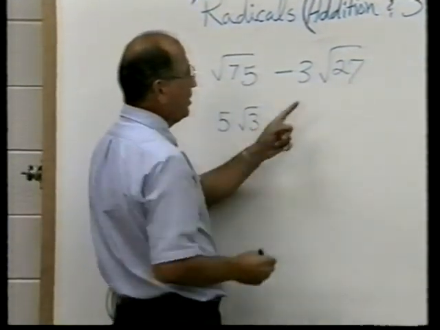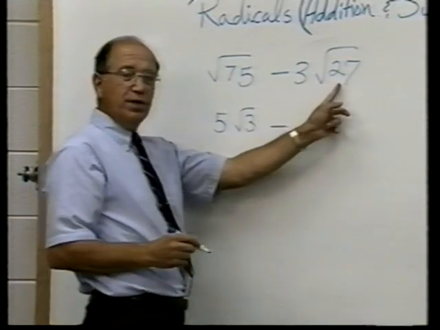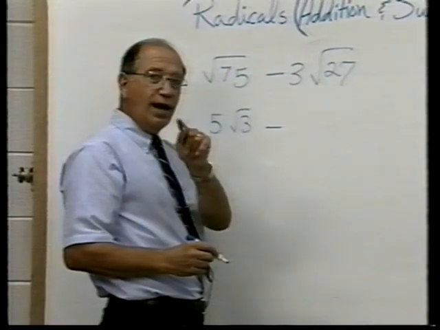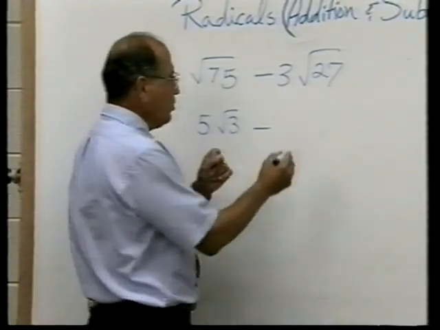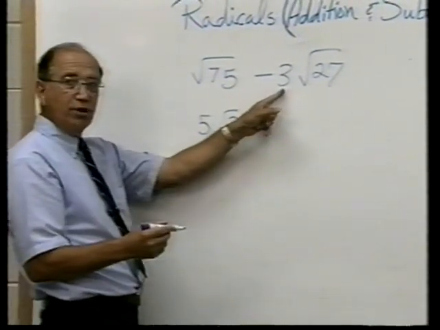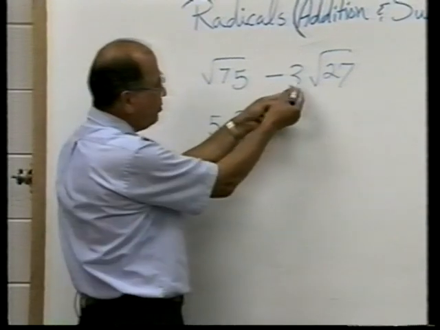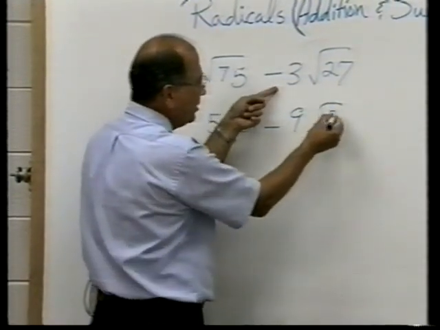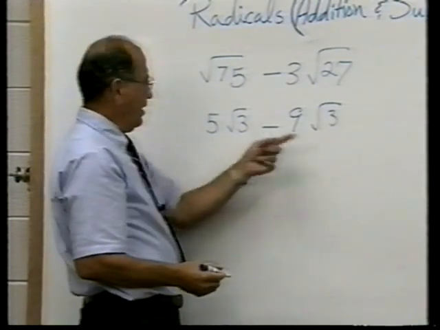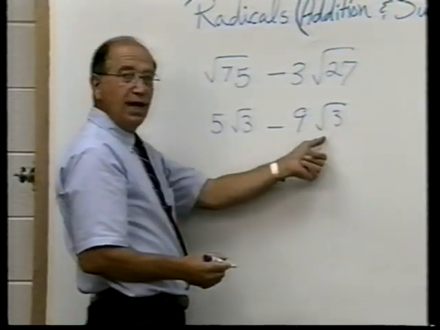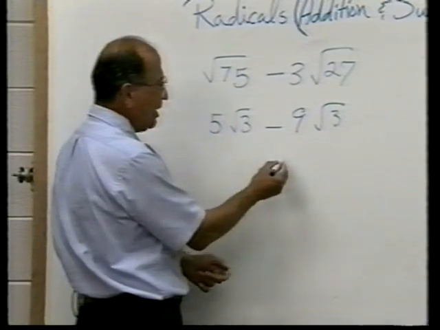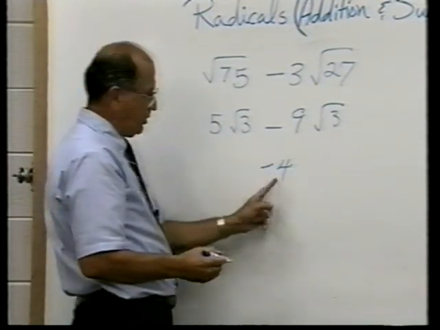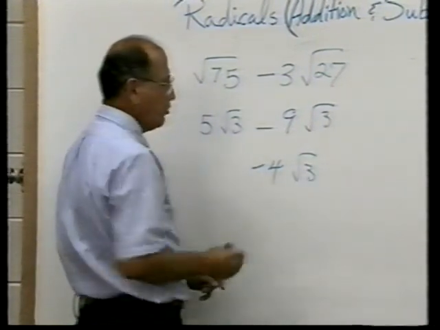Now minus 3 radical 27. Can you simplify 27? Yeah, that's made out of 9 times 3. The square root of 9 is 3. But wait a minute, before we say 3, we've got another 3 here. So we will say 3 times this 3, that'll be 9, and then the leftover radical 3. Now, what's 5 radical 3 minus 9 radical 3? The answer is minus 4, because 5 minus 9 is minus 4, radical 3.